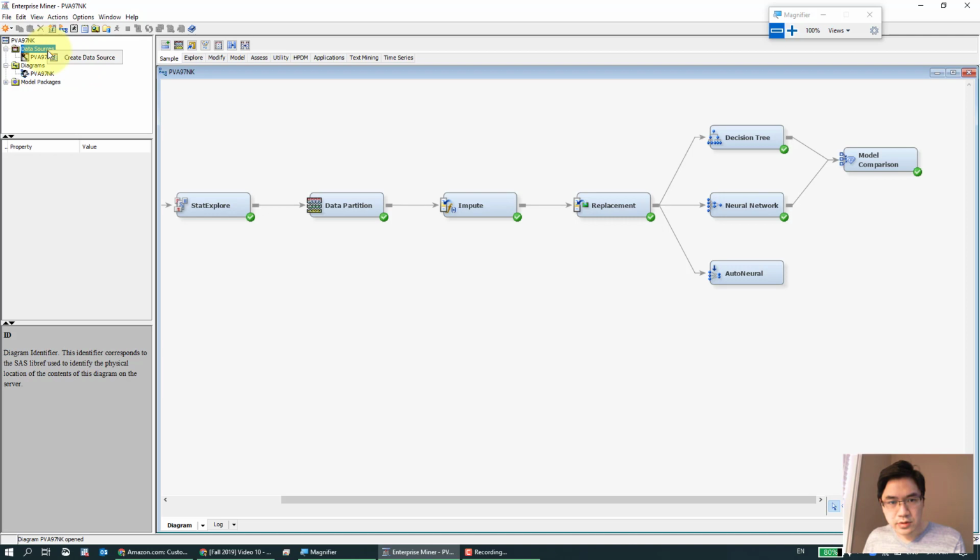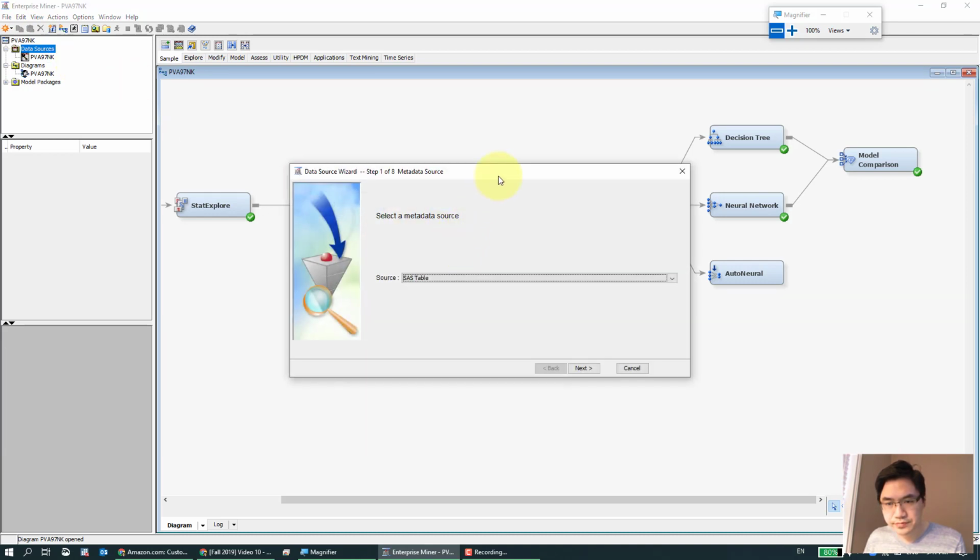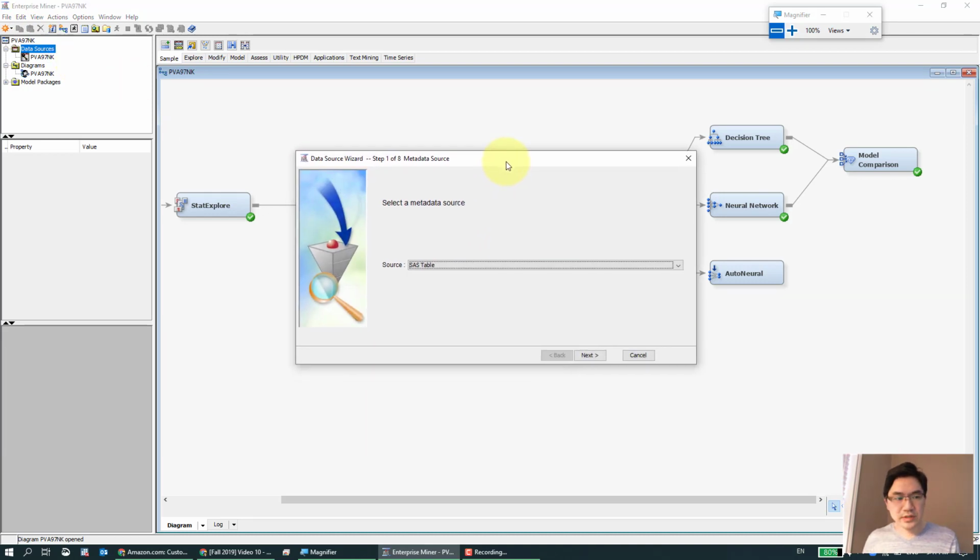So to create a data source, I can right click here, or I can do File, New. I'm going to right click Data Source and create new data source. And by the way, this demonstration follows the PDF tutorial about scoring datasets that is shown on the screen.